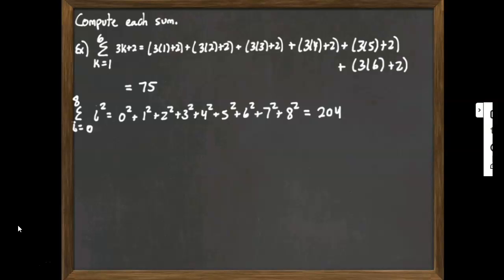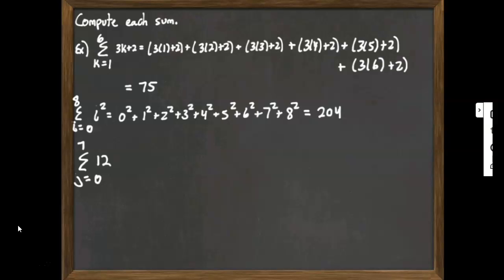That'll be 204. So that's 1 plus 4 plus 9 plus 16, all the way up to 64. And then one last one here. The sum as j goes from 0 to 7 of 12. So this time the variable isn't showing up inside of the sum.